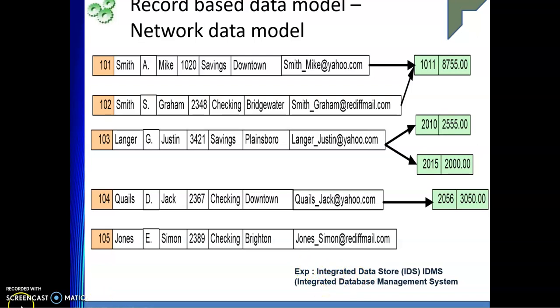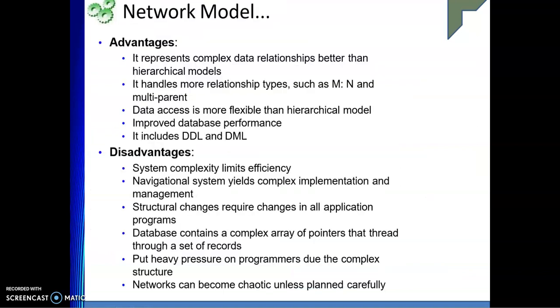Having said this, we have understood the network data model. The network model handles many-to-many relationships. These are clearer when you go down the line and talk about relationships. So we can have complex relationships, and you can easily represent them. It is more flexible and improves the performance of the data.